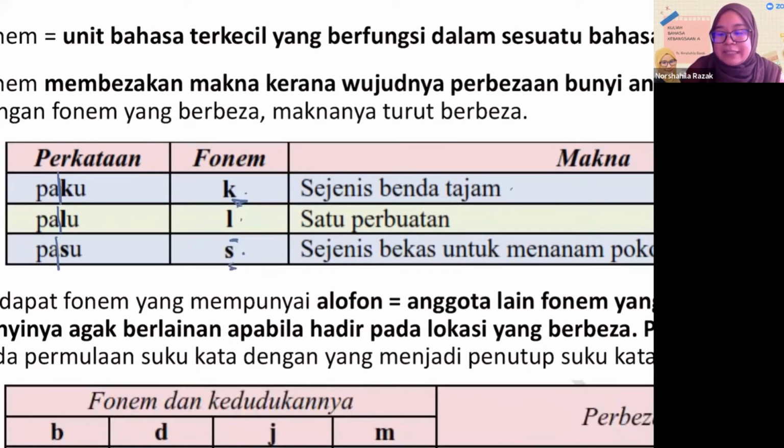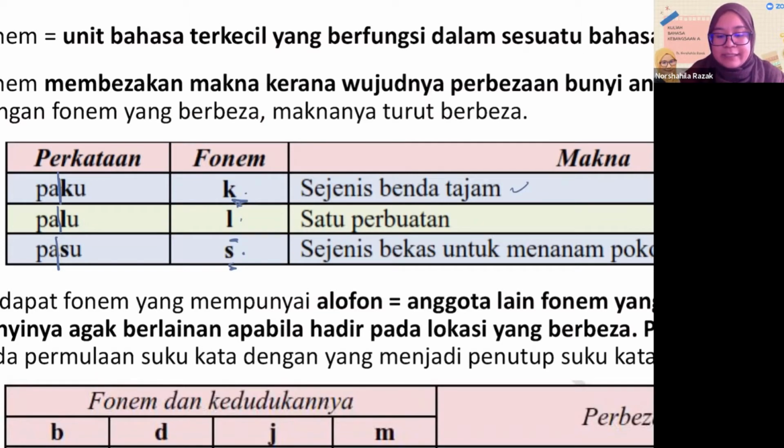becomes sejenis benda tajam, a nail. Okay, that you want to hang something on the wall and then you need to hammer ni dulu kan. You need to letak paku dulu. Itu nail, paku. Palu satu perbuatan, which is when we have a celebration like Deepawali, like Chinese New Year, kan ada gendang besar tu kan. Dan kita ketuk-ketuk-ketuk, that one is palu. Okay, there is an action.